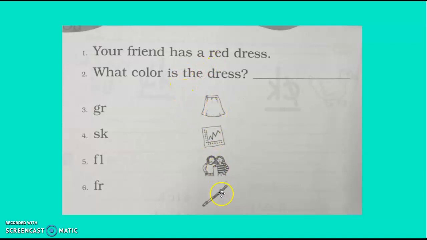Let's look at these pictures. We have a skirt, graph, friends, and flute. Number 3, gr, gr. Number 4, sk, sk. Number 5, fl, fl. And number 6, fr, fr.